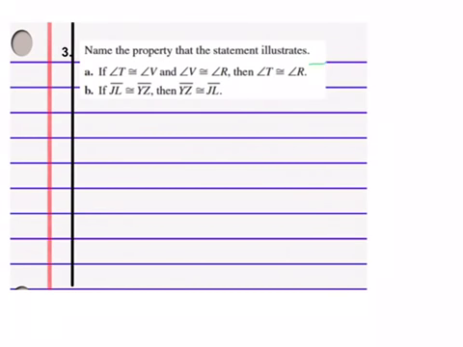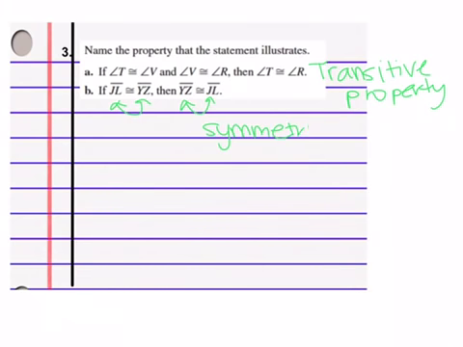All right, and part B says if line segment JL is congruent to YZ, then YZ is congruent to JL. So if you notice, all they did is flip the order. So look at your sheet. Which property says you can flip the order? That would be the symmetric property, because right now we're using the geometric properties, so you shouldn't have commutative property. That's for algebra, and this is talking about line segments. Whoops, I started writing it because I was saying it. Okay, symmetric property. And that's it for example 3.